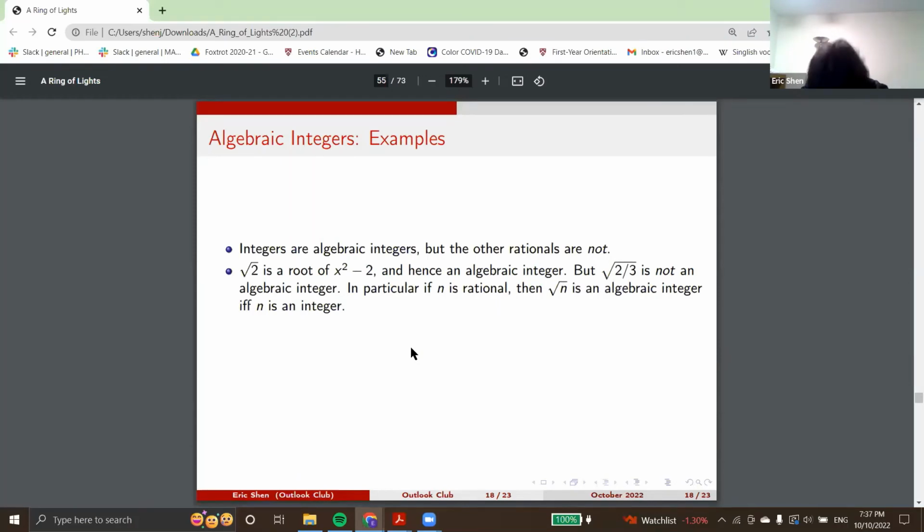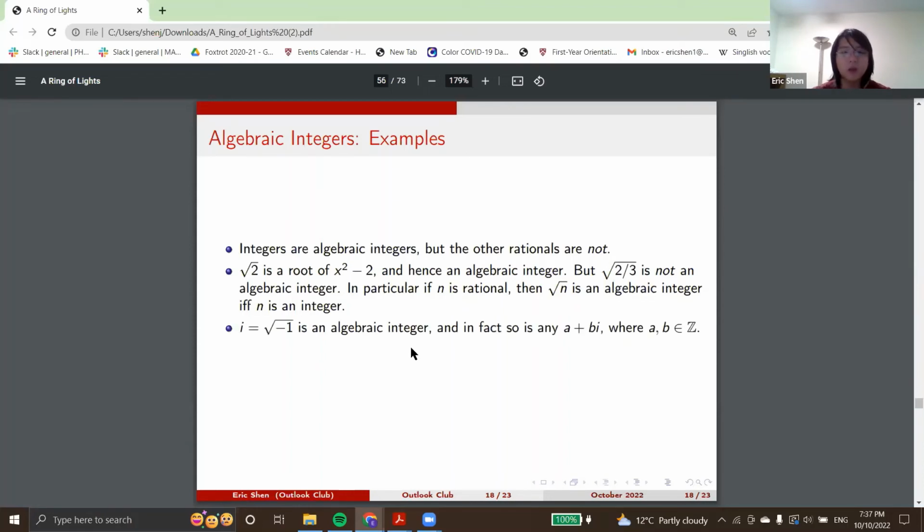But what about other radicals? We can do something similar for root 3, root 5, root 6, and so on. But if n is not an integer, it turns out that root n is in fact not an algebraic integer. You can prove it with a little bit of work, but the easiest way to figure this out is that the product of any two algebraic integers is also an algebraic integer. Using this, since rationals are not algebraic integers, neither are the square roots.